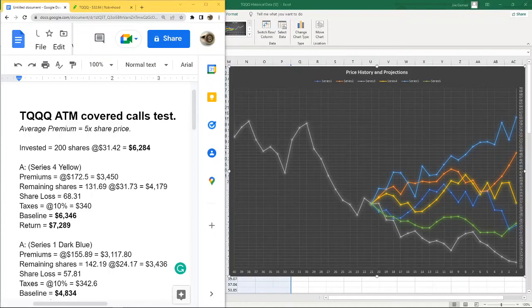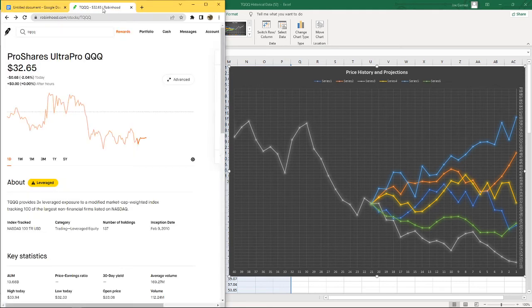In today's video, I'm going to talk about a 20-week investment strategy that involves buying 200 shares of a stock called TQQQ and selling at-the-money covered calls on a weekly basis. TQQQ provides 3x leverage exposure to a modified market cap weighted index tracking 100 of the largest non-financial firms listed on the NASDAQ. I chose TQQQ for my test because there's a lot of implied volatility and the premiums for the option contracts are quite high.